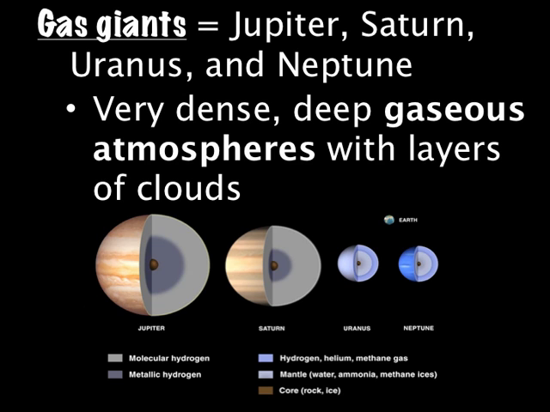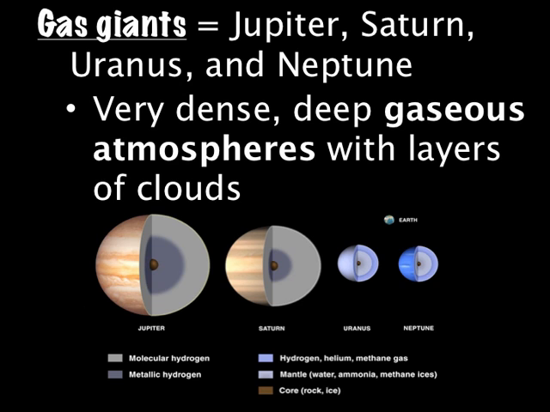Gas giants: Jupiter, Saturn, Uranus, and Neptune. They're very dense. They're very tightly compact. They have a deep gaseous atmosphere and layers of clouds. And remember, these planets are going to be a lot cooler because they're farther from the sun. If you look at Saturn, it has a really thin mantle of water, ammonium, and methane ice, which are the gases and ices. The core is made of rock and ice.